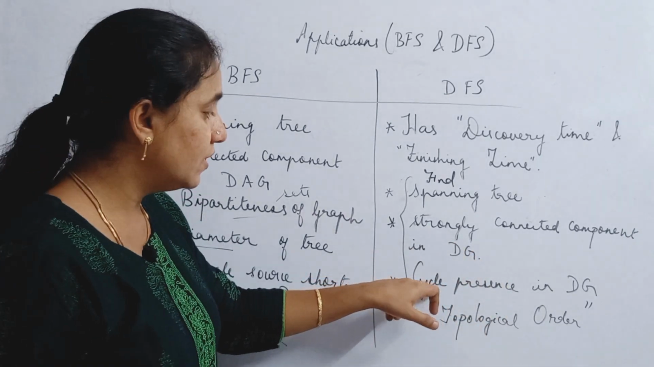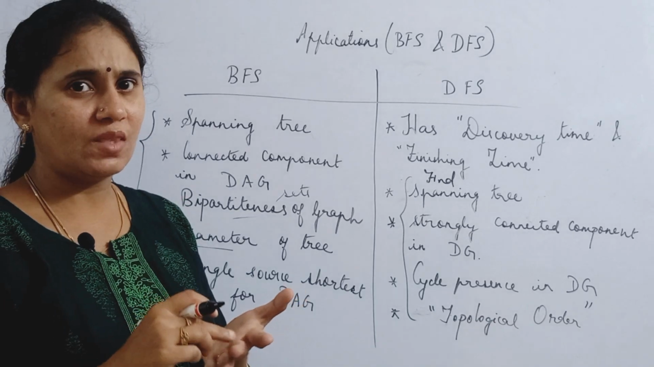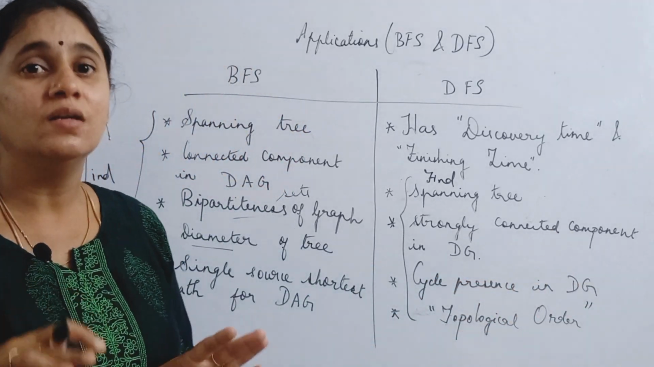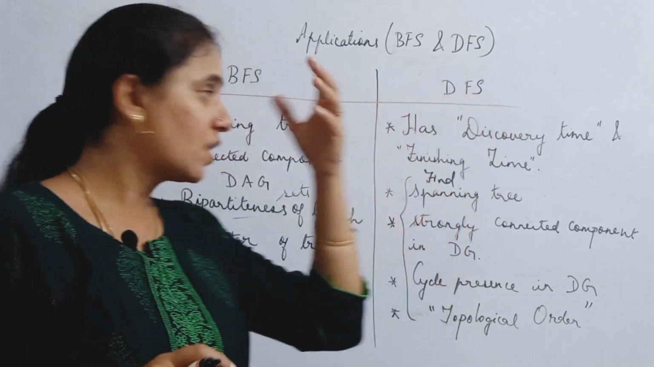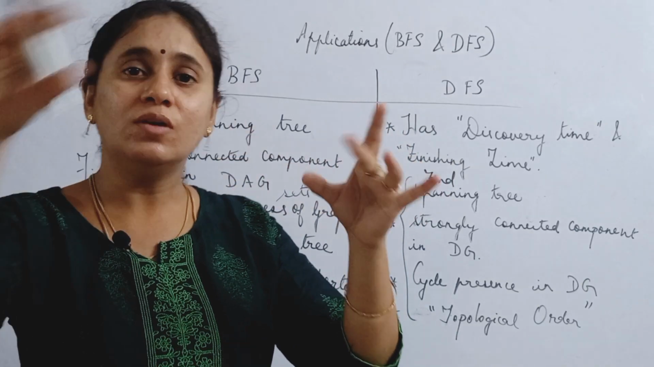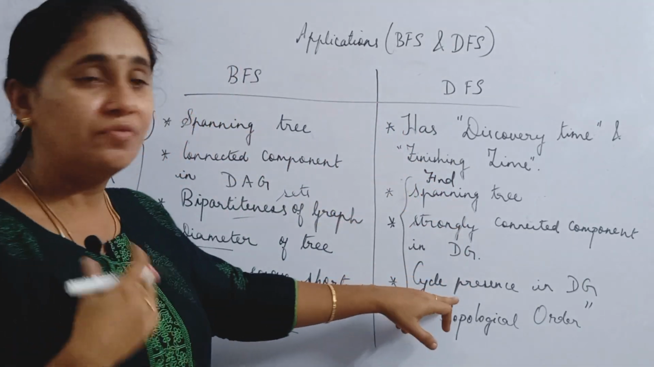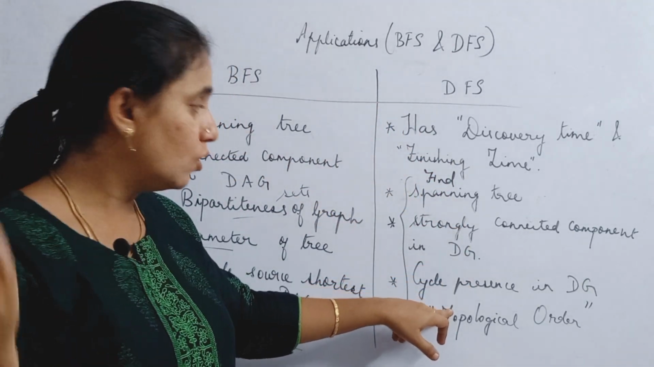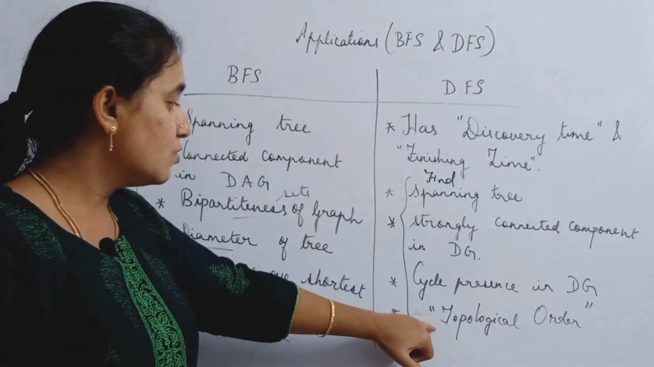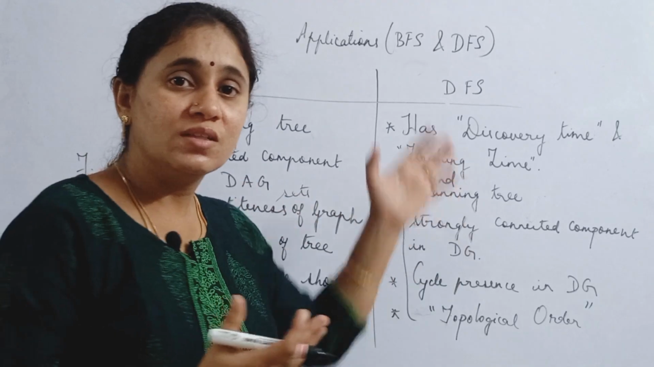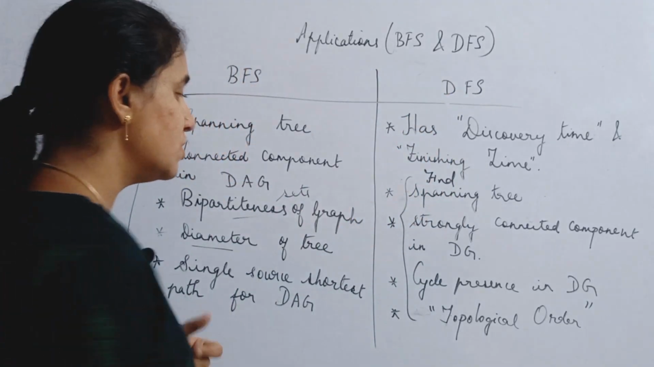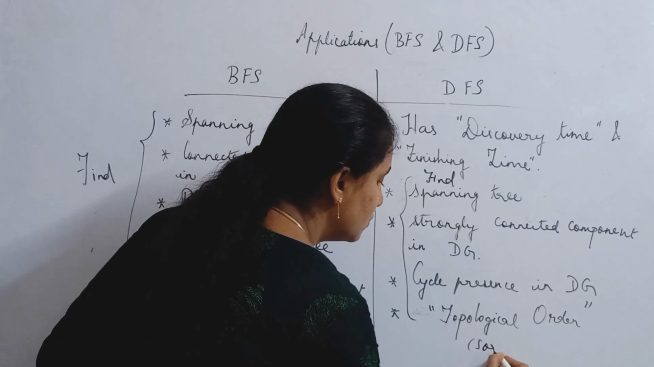I have to find whether there is a cycle present or not in this directed graph. What is called a cycle? Starting from a node and finishing at the same node, that is called a cycle. So I want to find whether a cycle is present in this directed graph by using depth first search. Next, I can use DFS for implementing topological order. Topological order is nothing but a sorting technique.